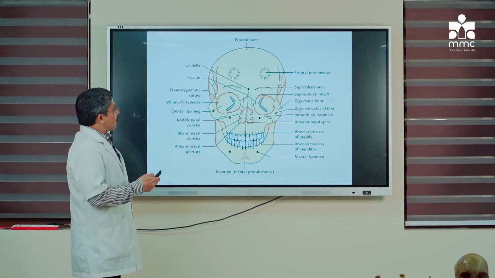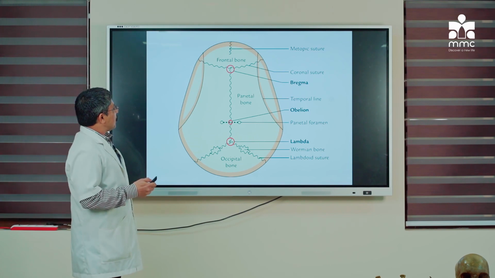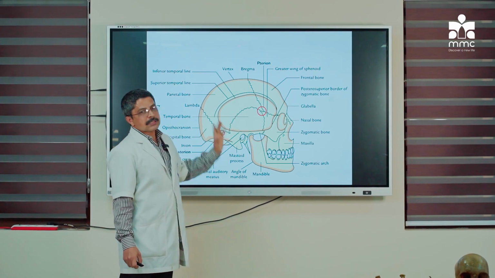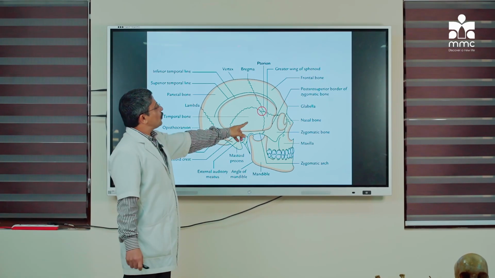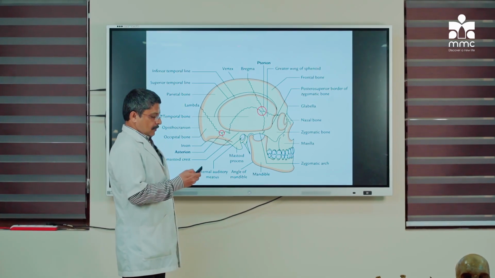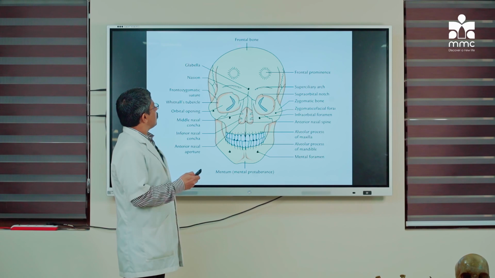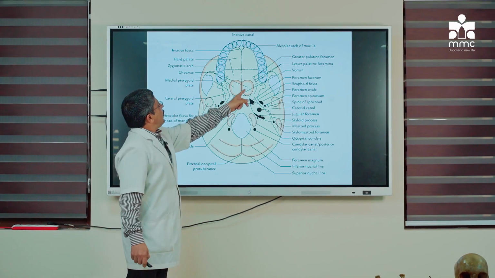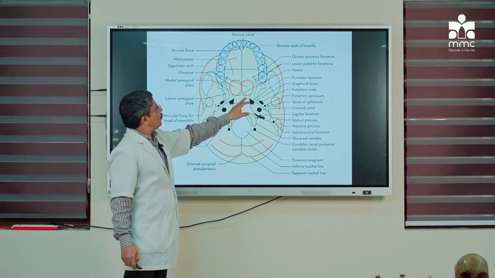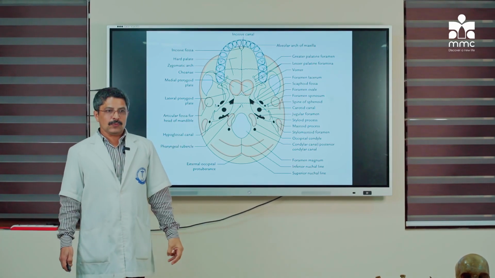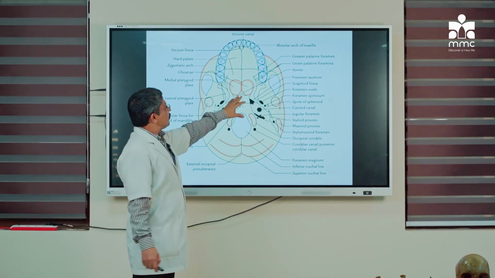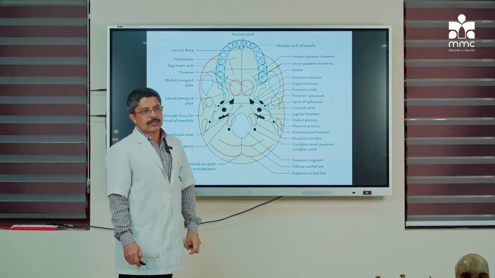Then we can make out other bones. Here we can see this bone, called the temporal bone. So there is one temporal bone on the right side and one on the left side. On the base of the skull, inferiorly, we get one bone called the sphenoid bone. This sphenoid bone is single in number, and one more bone, present between the sphenoid and the nose anteriorly, is called the ethmoid.